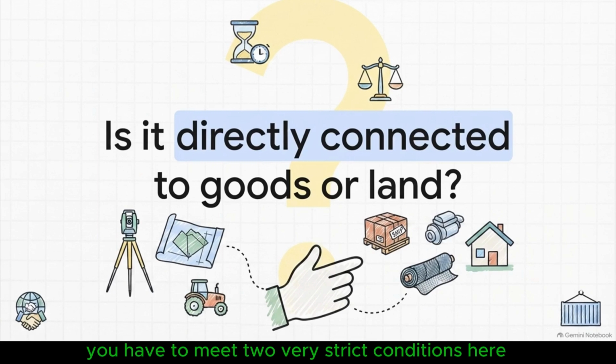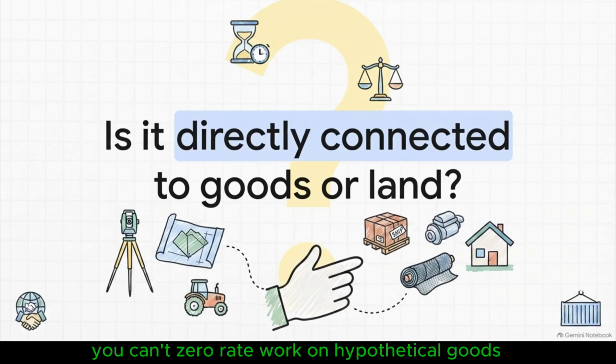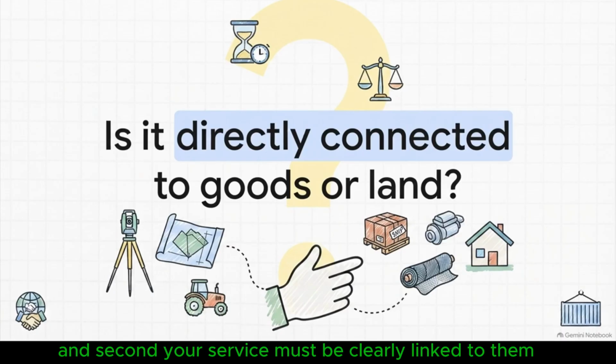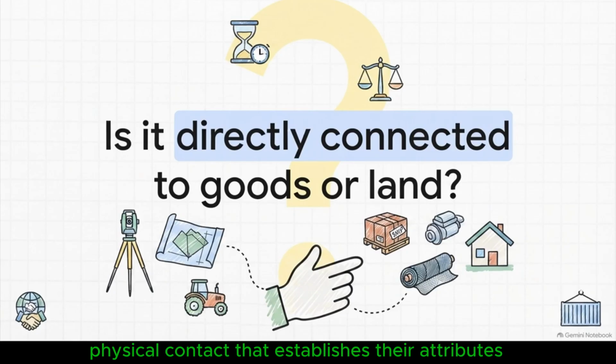You have to meet two very strict conditions here. First, the goods or property must actually exist at the time you do the work. You can't zero-rate work on hypothetical goods. And second, your service must be clearly linked to them, meaning your service involves physical work done on those goods, physical contact that establishes their attributes, or something that directly affects their nature or value.